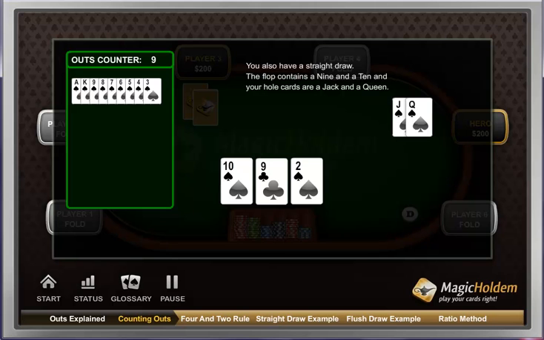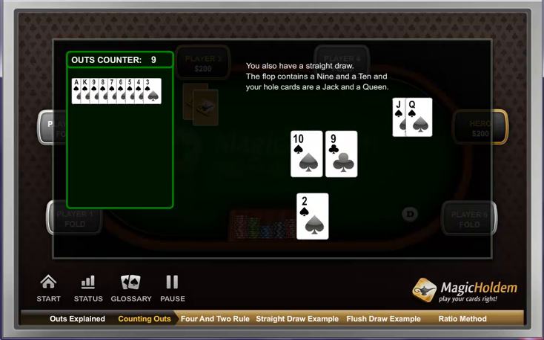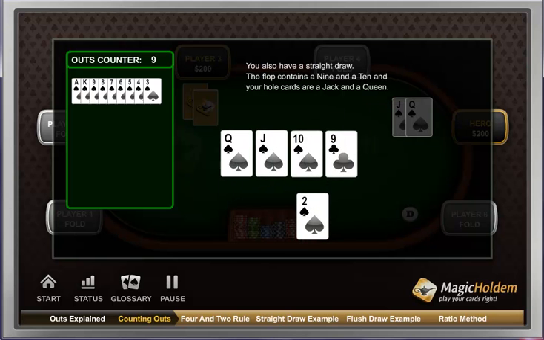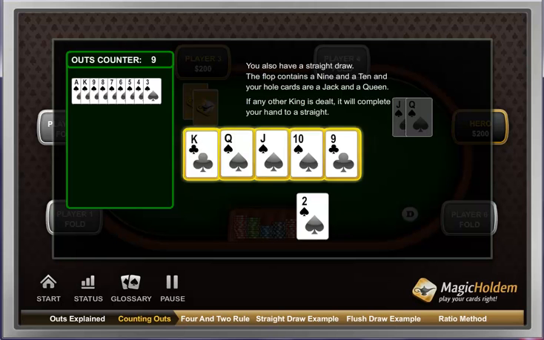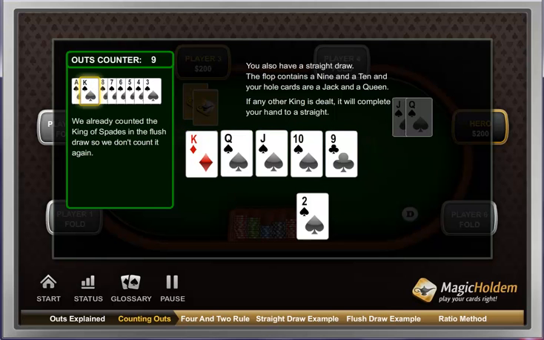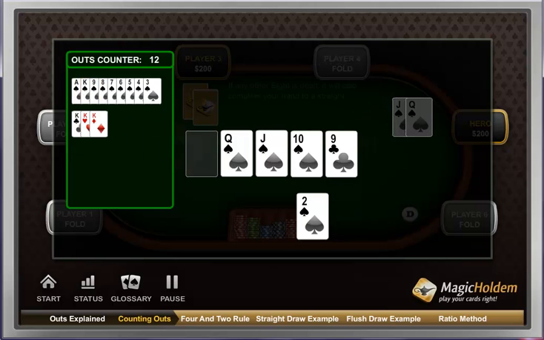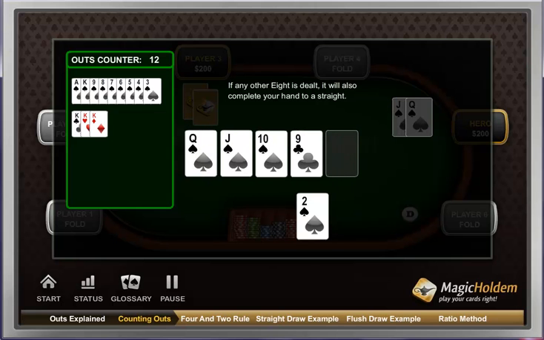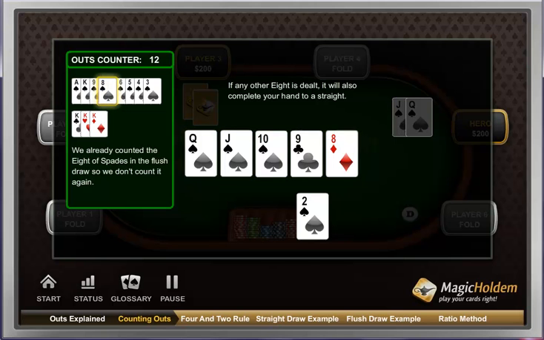You also have a straight draw. The flop contains a 9 and a 10, and your hole cards are a jack and a queen. If any other king is dealt, it will complete your hand to a straight. We already counted the king of spades in the flush draw, so we don't count it again. If any other 8 is dealt, it will also complete your hand to a straight. We already counted the 8 of spades in the flush draw, so we don't count it again.